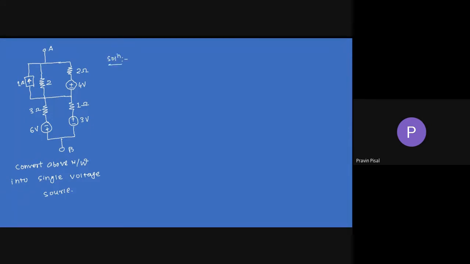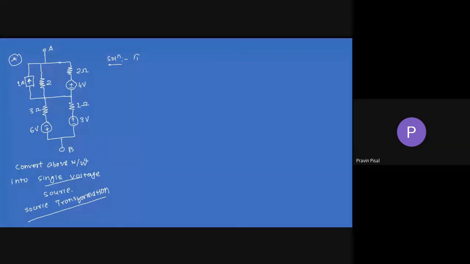Okay, so the diagram is given to convert into a single voltage source across terminal AB with the help of the source transformation. Right? So this is our aim. And we have discussed what the source transformation is. Source transformation means converting a voltage source into a current source or a current source into a voltage source. So how to deal with such a numerical?